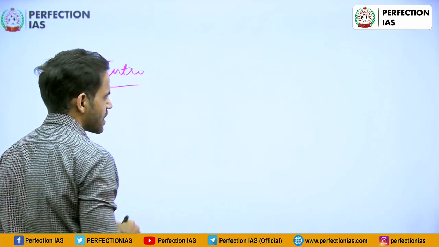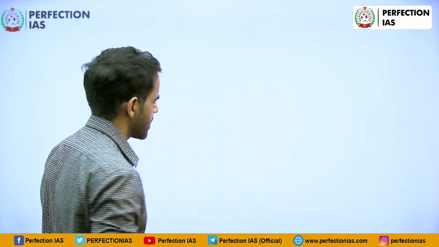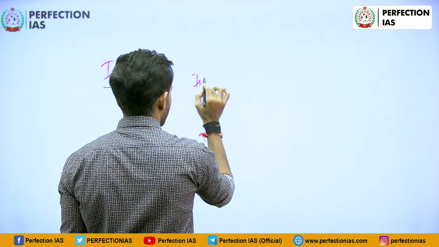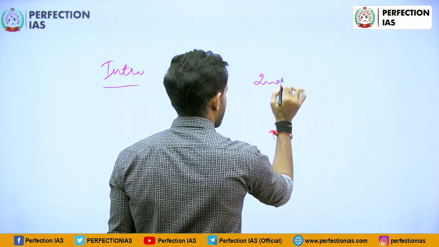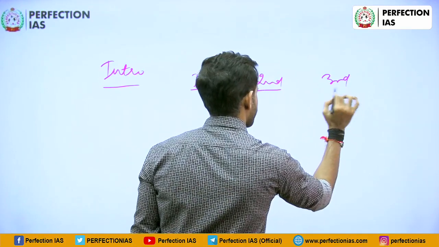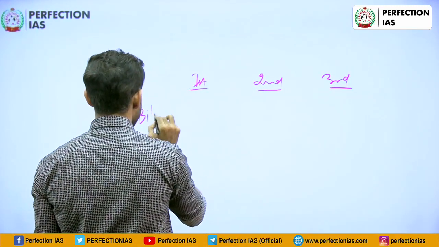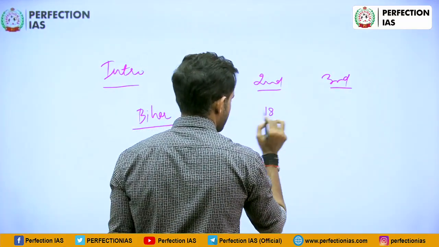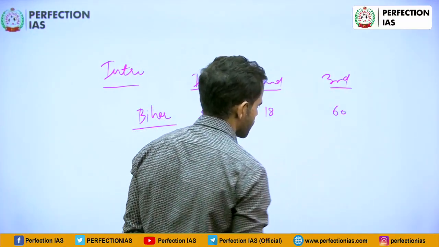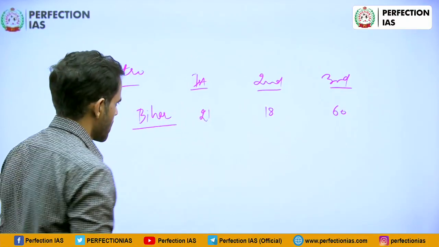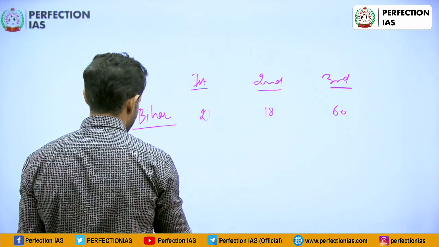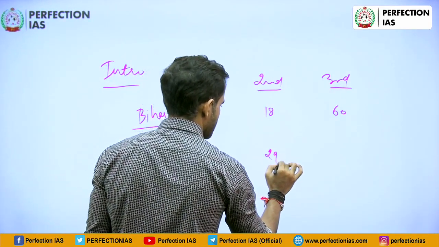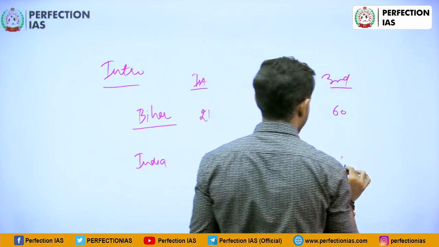If we talk about the sector-wise contribution in the GDP or GSDP of Bihar, the contribution of primary, secondary and tertiary sector in the GSDP of Bihar is 21% of primary sector, 18% of secondary sector and 60% of tertiary sector on an average. And in case of India, it is 16%, 29% and 55%.